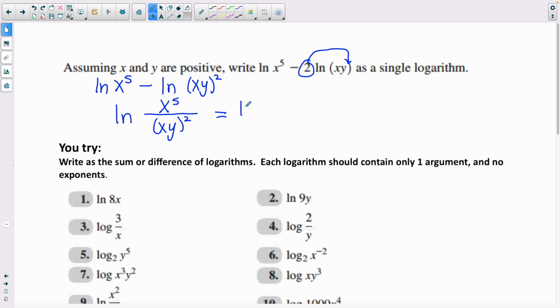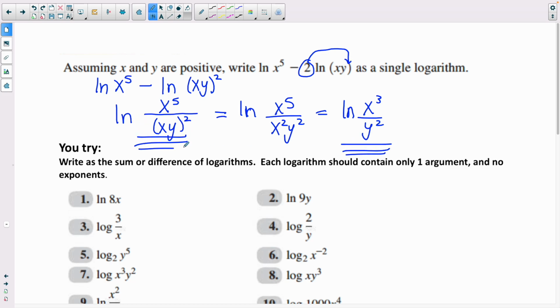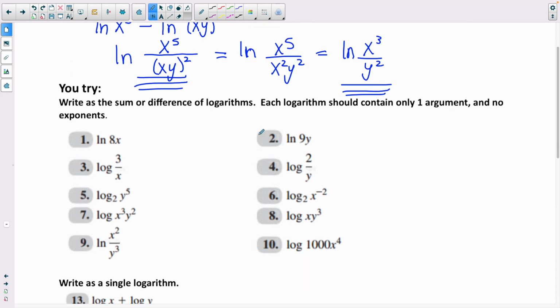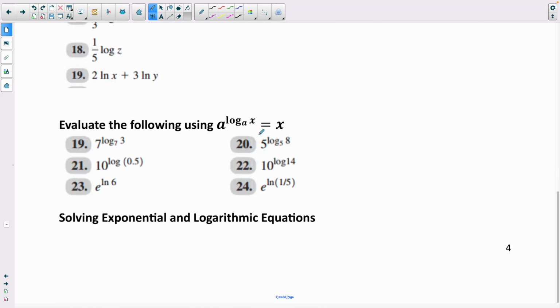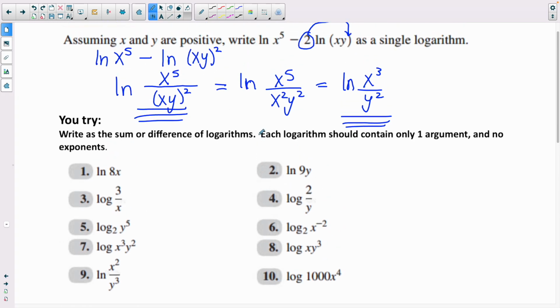You could also do some simplification. x to the 5th over x squared, y squared. And so this is natural log of x cubed over y squared. So this is the best answer. This is also acceptable in my opinion, because you wrote it as a single logarithm. All right, so with that, pause the video and try the next following questions.